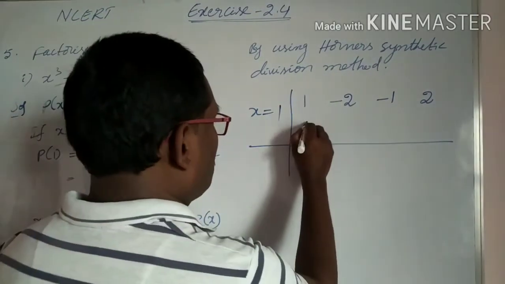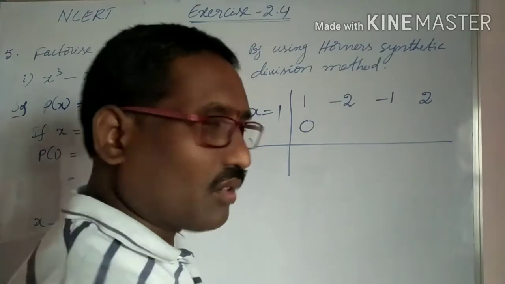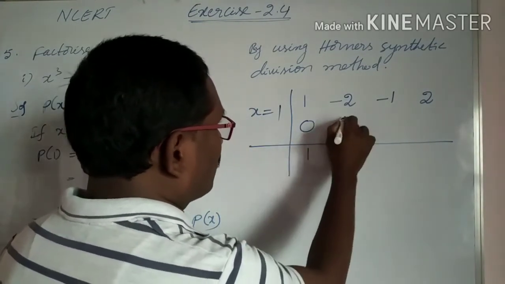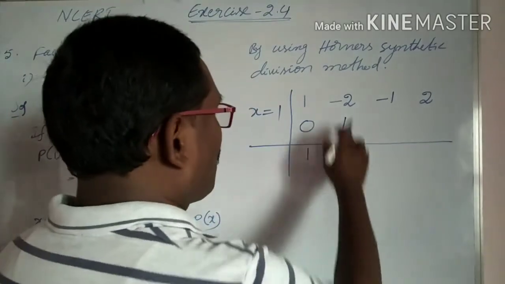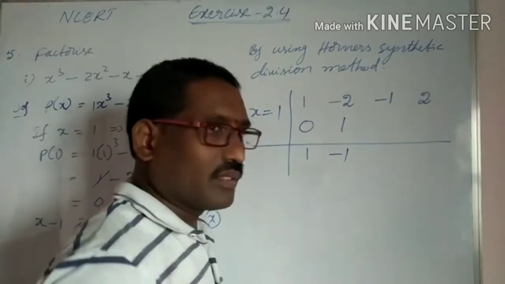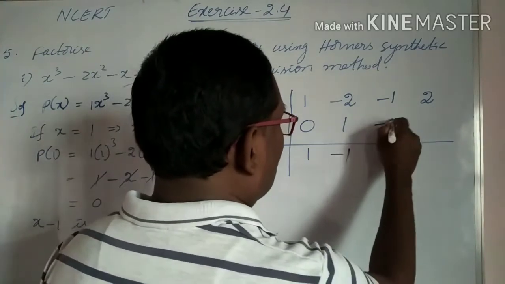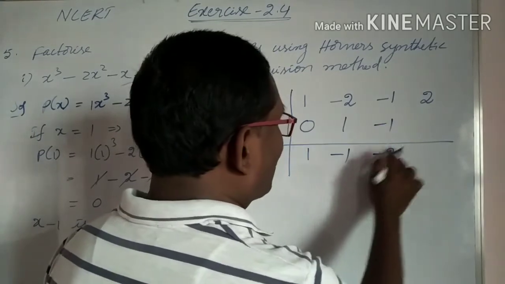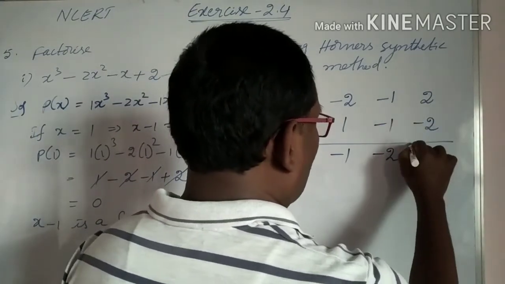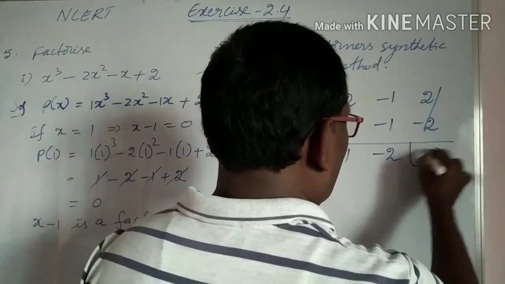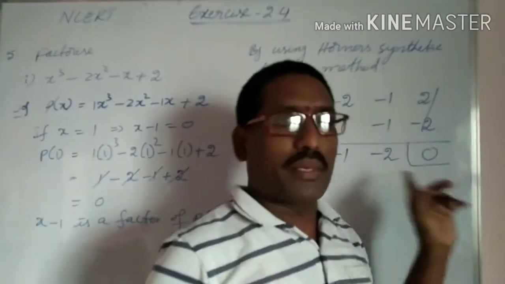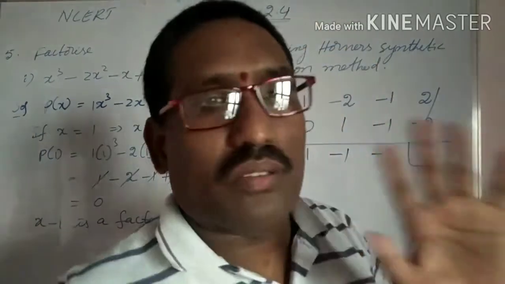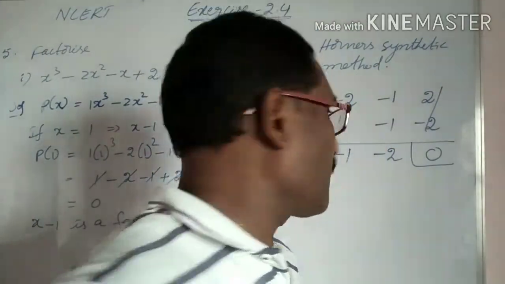First step, you keep 0 here. Okay? 1 plus 0, 1. Now multiply. 1 into 1, 1. Minus 2 plus 1, minus 1. Again 1 into minus 1, minus 1. Minus 1, minus 1, minus 2. 1 into minus 2, minus 2. Minus 2 plus 2, how much? 0. Compulsory you should get 0 here as remainder. This is the remainder. If you did not get 0, your sum is wrong. You can decide yourself. Okay?